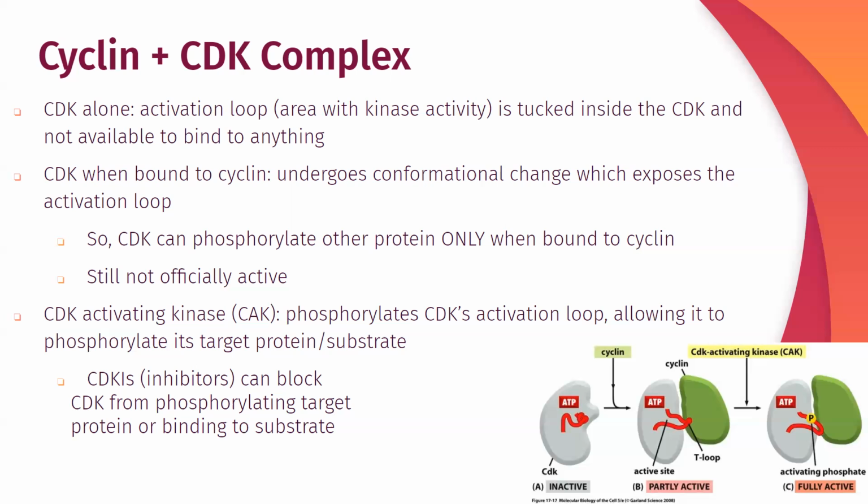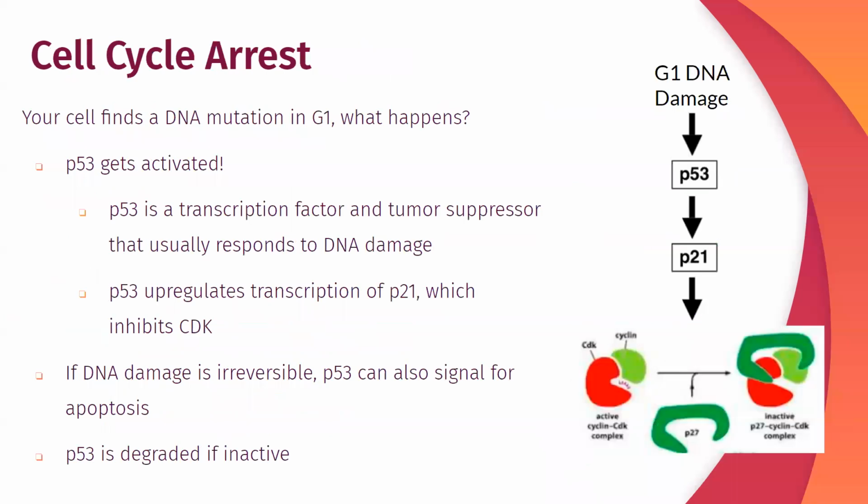And so CDKIs can block CDK from phosphorylating target proteins or from CDK binding to substrate. And that is another way of limiting CDK activation. All right, so cell cycle arrest.